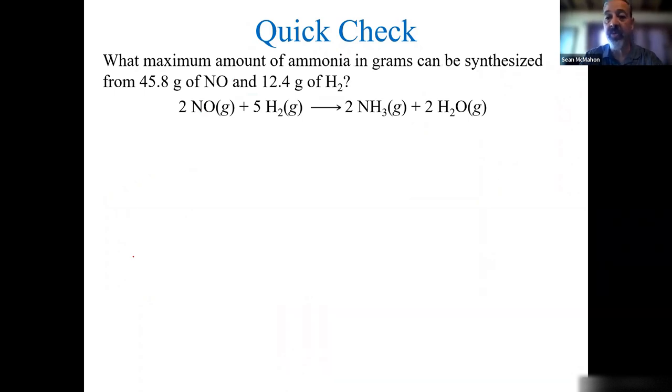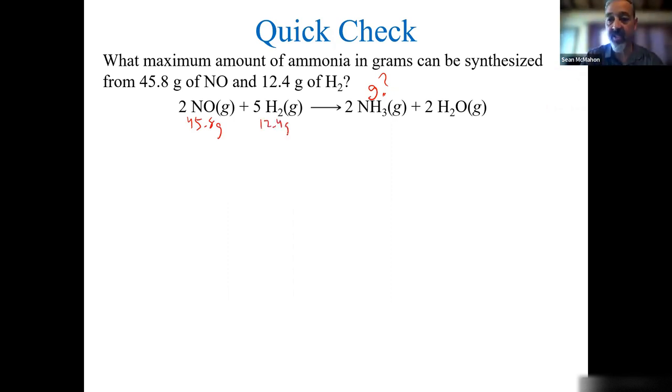Does it always have to be mole to mole? No, it might be, like we were doing the other calculations with stoich, gram all the way to gram. So what is the maximum amount of ammonia in grams? I want to know how many grams of ammonia from 45.8 grams of nitrogen oxide and 12.4 grams of hydrogen. So they're giving me 45.8 grams of this and 12.4 grams of this.